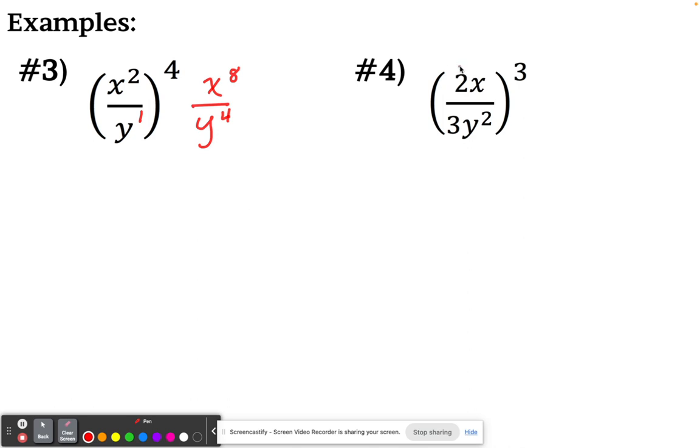Now in this one, don't forget we have to raise everything to that 3rd power. 2 to the 3rd power, x to the 3rd power, over 3 to the 3rd power, y to the 2 times 3, 6 power. Now let's clean up those numbers. 2 to the 3rd power is 8, x to the 3rd power, over 3 to the 3rd power is 27, y to the 6th power.